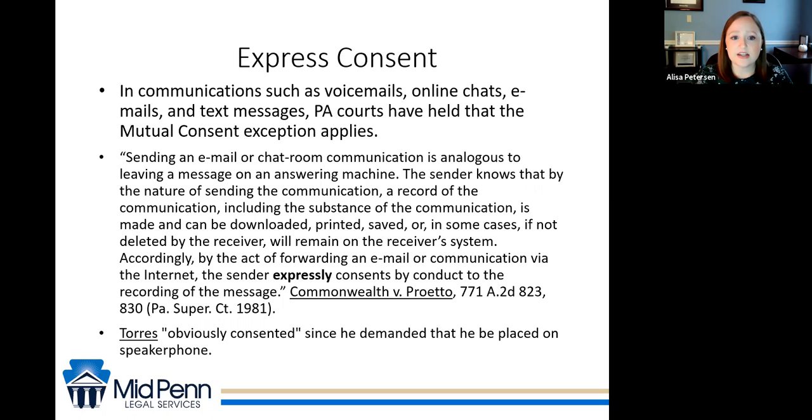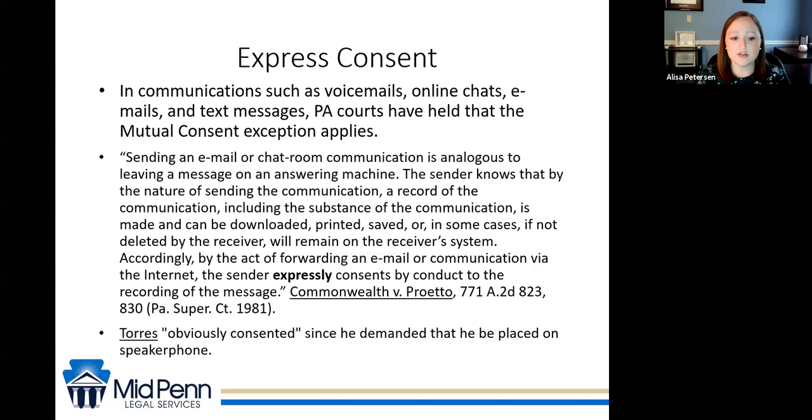For express consent, this is where things like voicemails, online chats, emails, text messages come in. Pennsylvania courts have held that the mutual consent exception applies and fits situations such as these. And as Paul was saying earlier, it fits these because by their conduct, the sender expressly consents to the recording of the message. So when I send a voicemail, I know that the recording of the message is going to happen on that machine. And so the courts have held, because you're sending it to a machine where you know that there will be a record of it, you should also know that someone could use that in the future. They could save it, they could forward it.